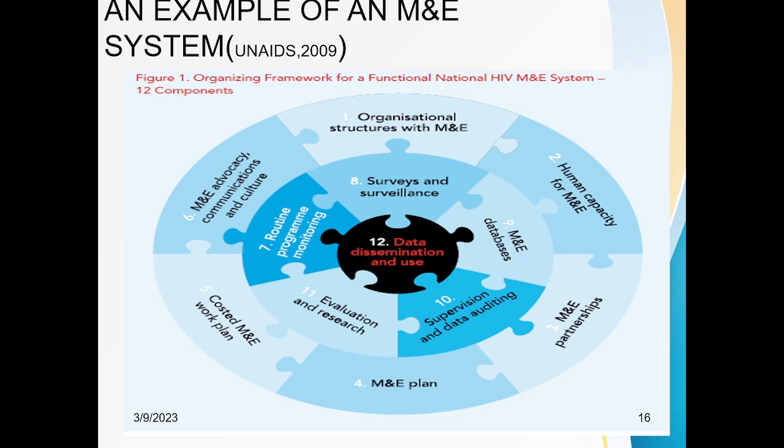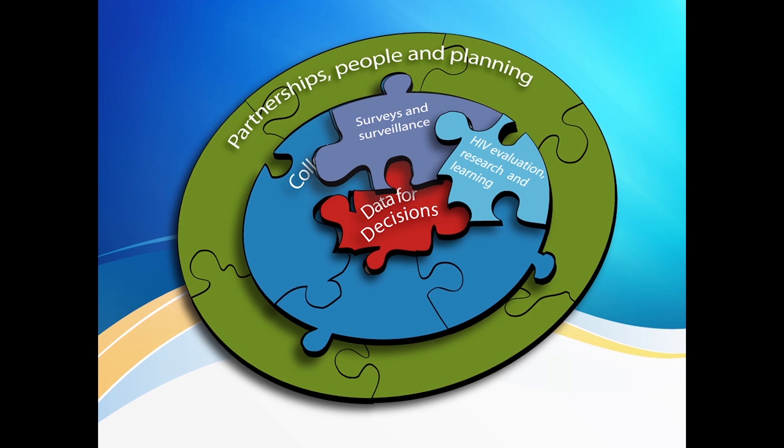These are the 12 components, and we're going to see how we summarize them in the 3 different types that help us in developing our monitoring and evaluation system. Under these 3 different types, 1, we looked at partnerships, people, and planning. Under this, you have data collection. Of course, you need people in data collection. You need partnerships, enumerators. In surveys and surveillance, you need people, and you need to plan for those activities. If it's evaluation and research, you need people. If it's data for decision making, you need people.